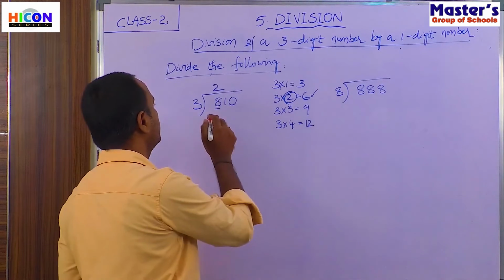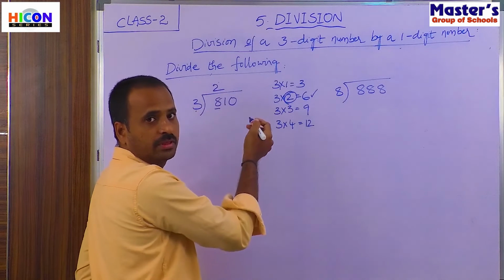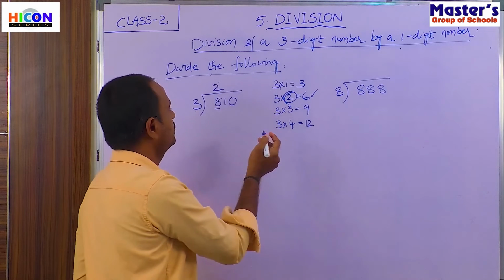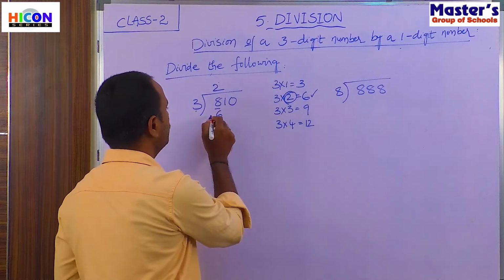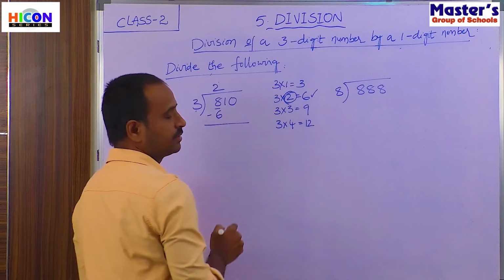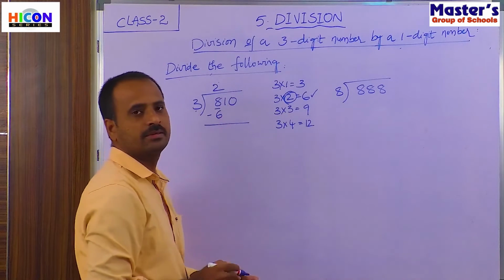Now multiply this divisor and this number, that is 3 into 2, that is 3 2s are 6. Write 6 below the first digit and subtract. Now subtract these two numbers, that is, subtract 6 from 8.